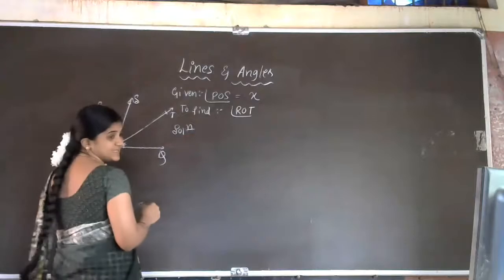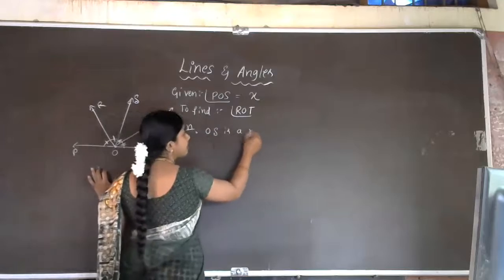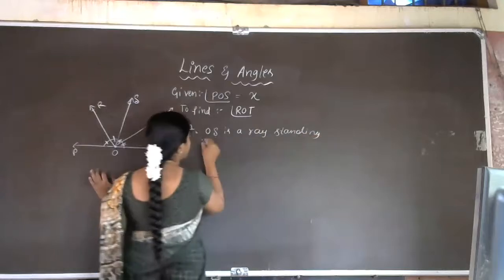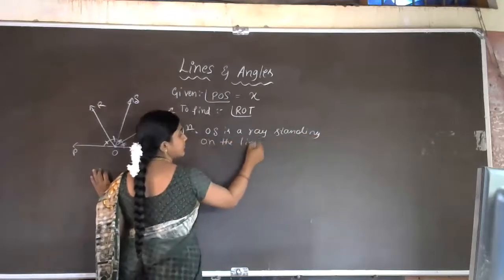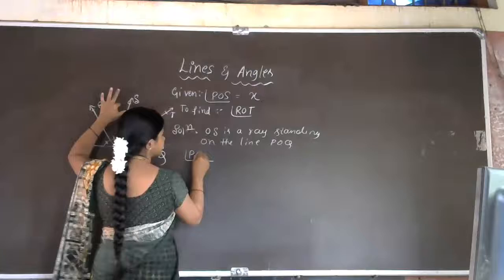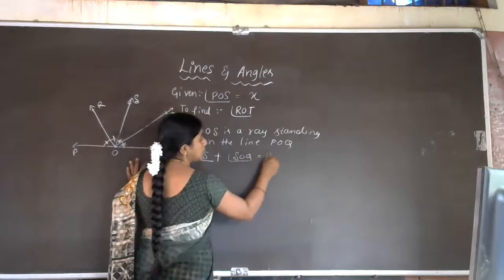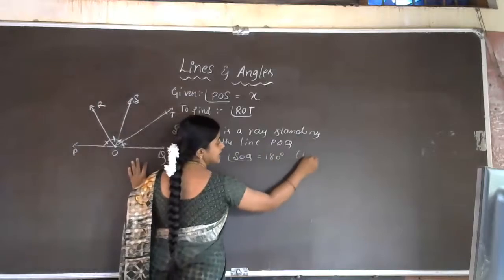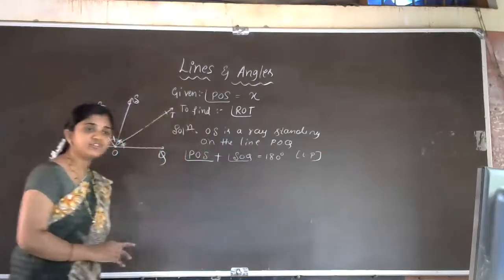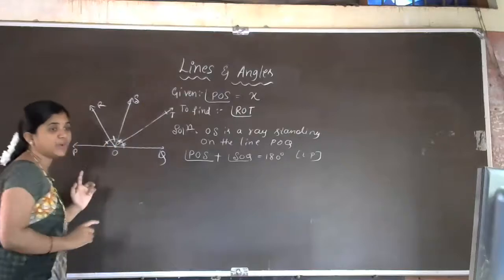Okay, so OS is a ray standing on the line POQ. Therefore, angle POS plus angle SOQ is equal to 180 degrees, because linear pair. Got the idea of the first step, students? So this POS plus SOQ is equal to 180 degrees.